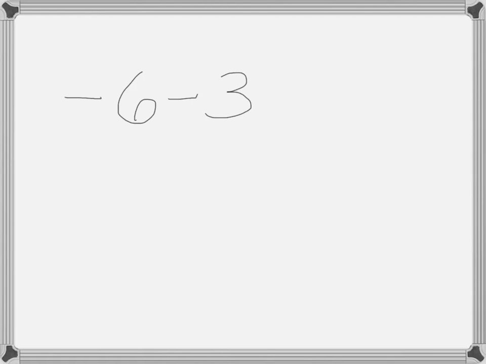Negative 6 minus 3. Add the opposite, so change the subtraction to addition. Change the positive 3 to negative 3. Negative 6 plus negative 3, both negative. So I owe $6 and then I owe 3 more. So now my debt is $9.